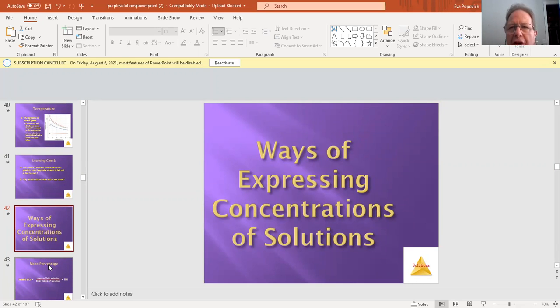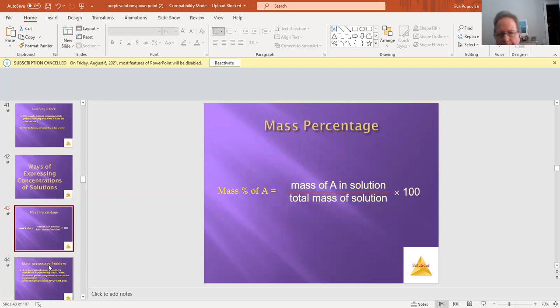Okay, there are various ways. You define a solution in two ways. You define it by what's in it and how much of it is in it. So we're going to talk right now about various ways of expressing concentrations in solutions. First way is simply mass percent. Mass percent means mass of what you have versus the total mass. The partial divided by the whole.